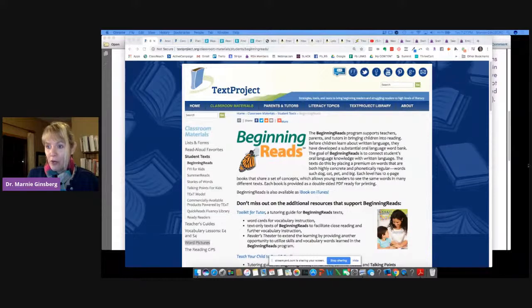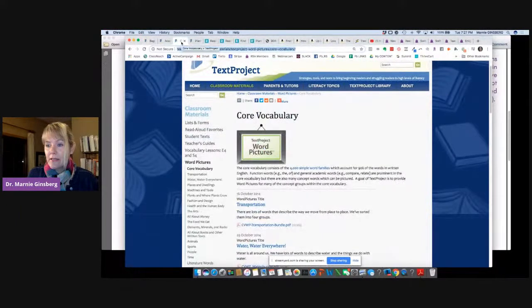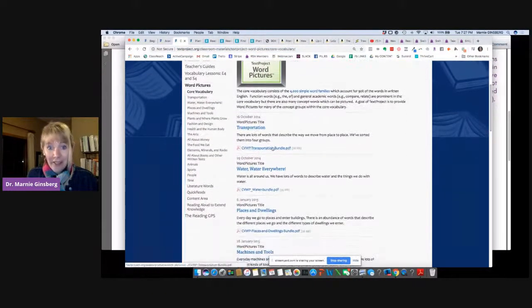So if you were to also go here to Text Project and Classroom Materials, then go down to Word Pictures. This is a section under Word Pictures and Core Vocabulary. We've talked about this before in this series, but each of these PDFs here is a collection of core vocabulary from the 2,500 word families that make up 90% of the words that they're going to see in all of school, all K-12. So these are really core.